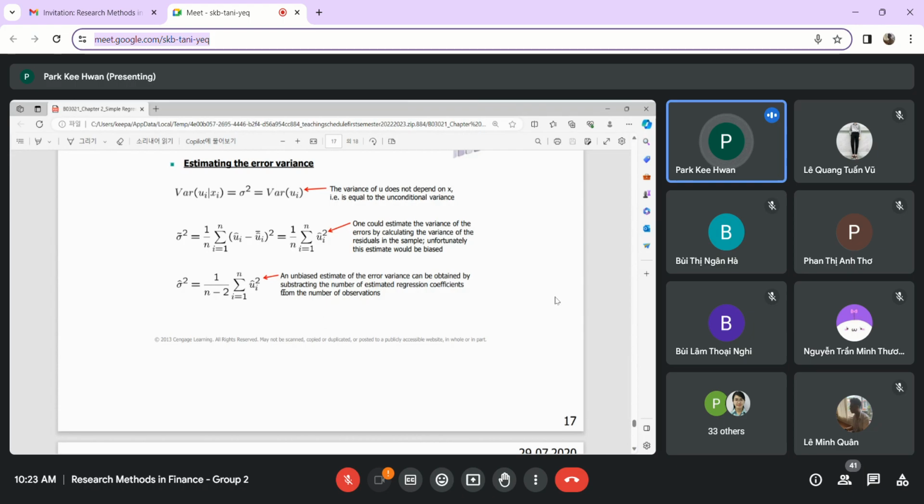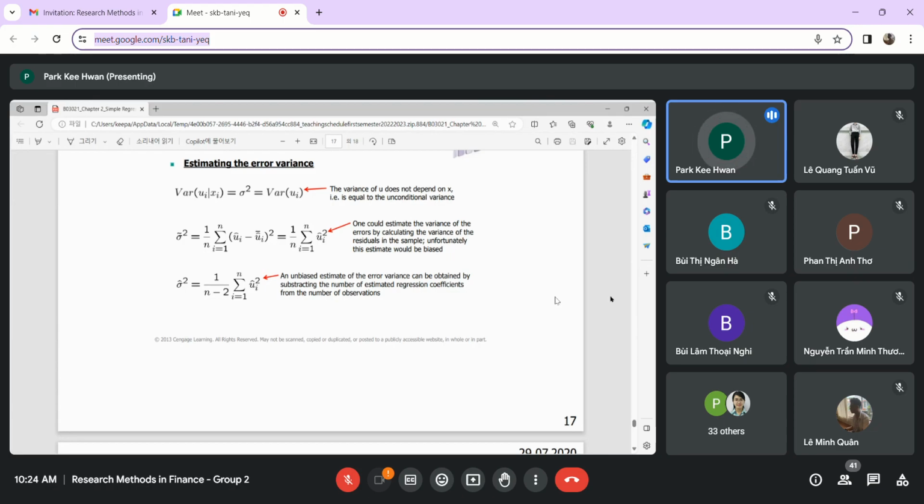So in this case, an unbiased estimate of the error variance is obtained by subtracting the number of estimated regression coefficients from the number of observations. Usually you divide by the number of observations, but in this case we estimate two coefficients, beta naught hat and beta 1 hat.